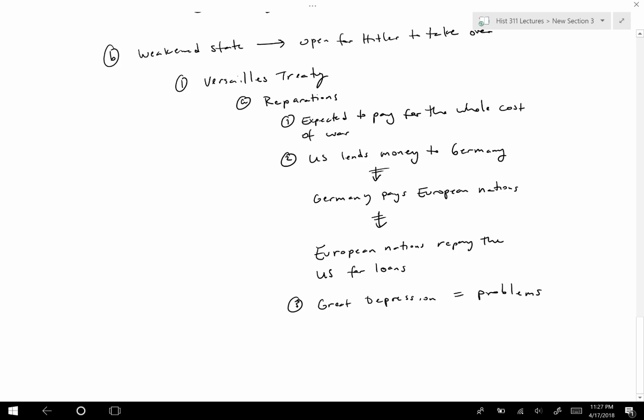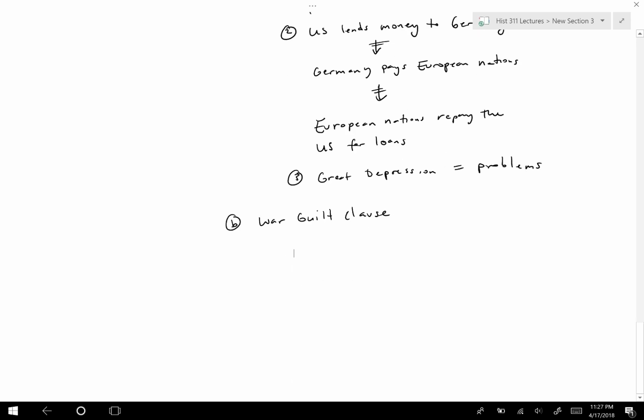The second one of the Versailles Treaty was the War Guilt Clause. The War Guilt Clause was that Germany had to take responsibility and blame for the whole war.